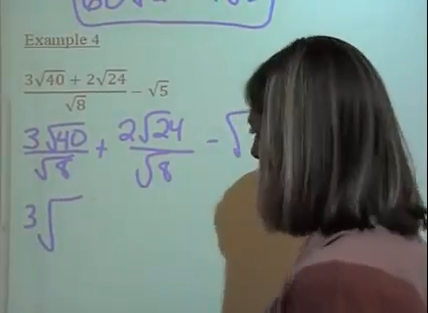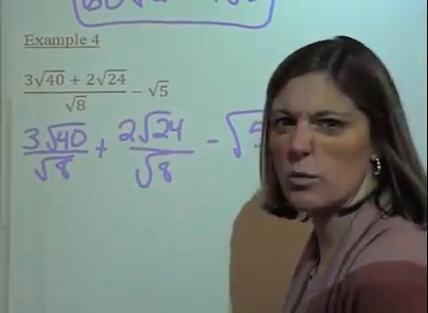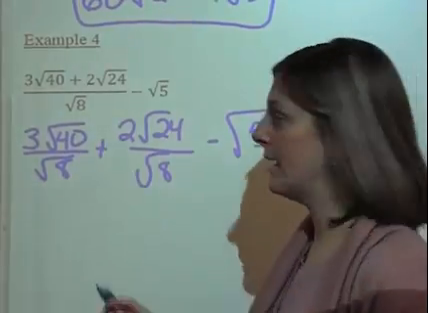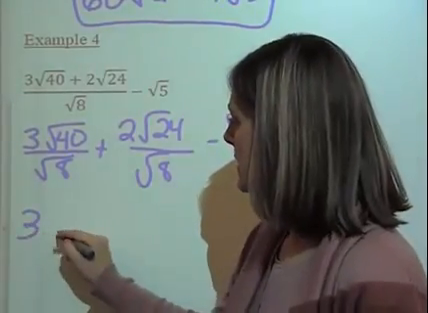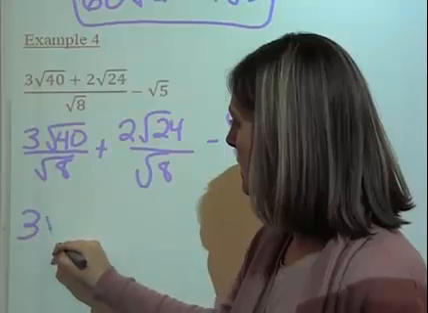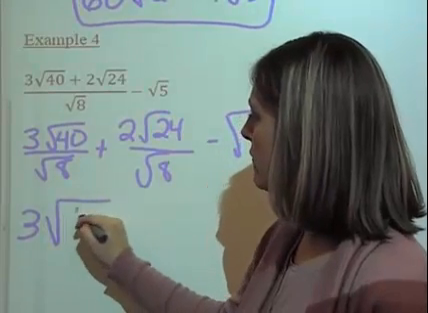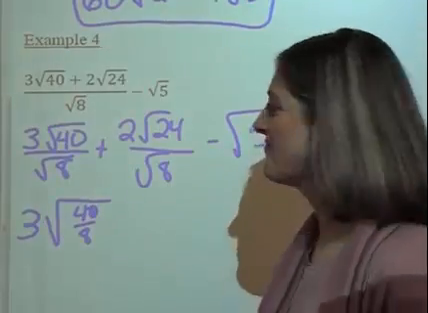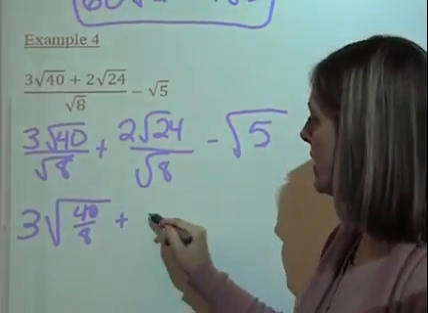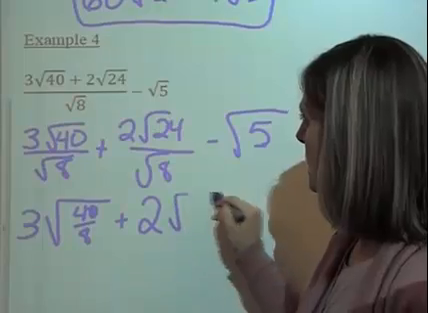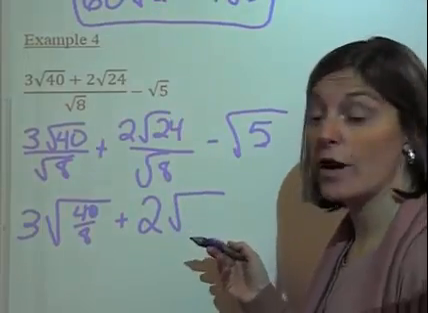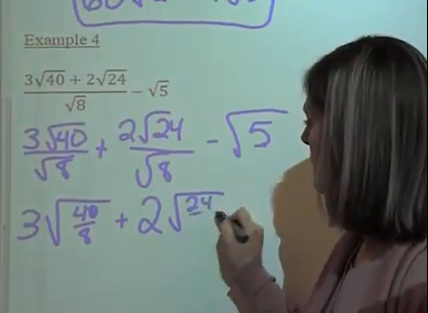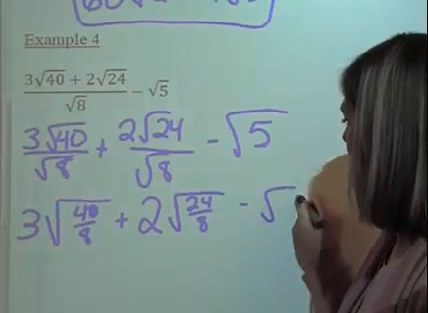Oh, be careful with that. That kind of looked like a cube root. We don't want to do that. So it's 3 times the square root of 40 over 8. That's 40, not 48. All right, and then this can become 2 times the square root of 24 over 8, and then minus the square root of 5.